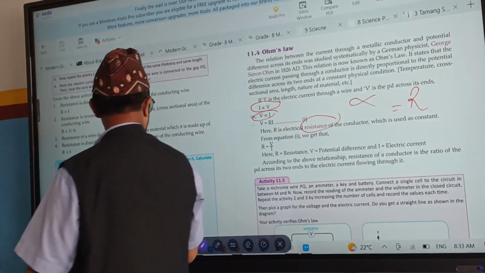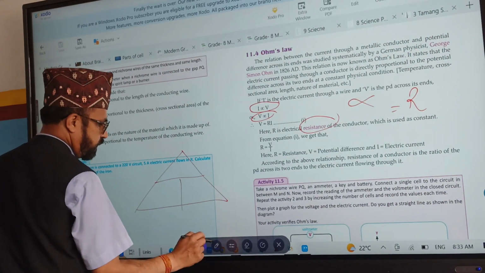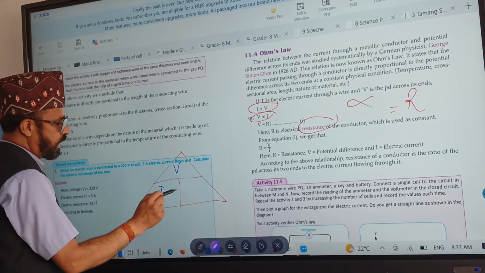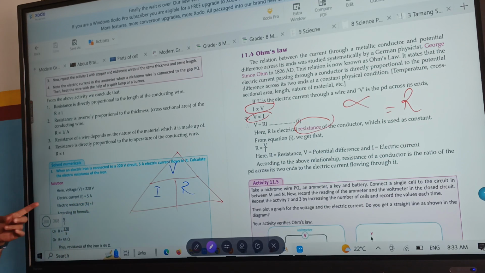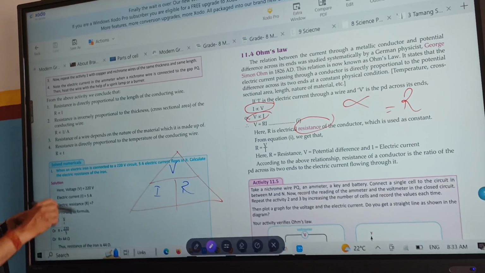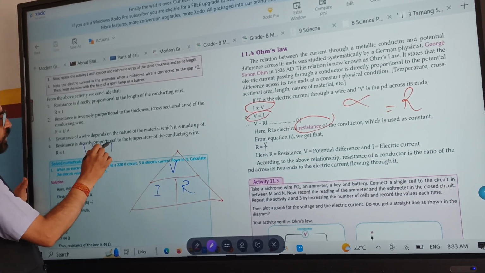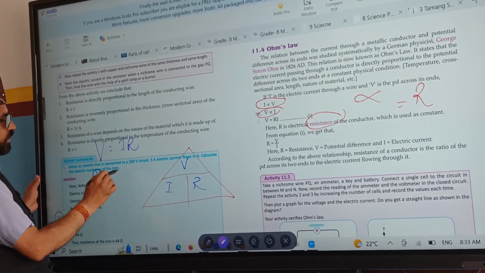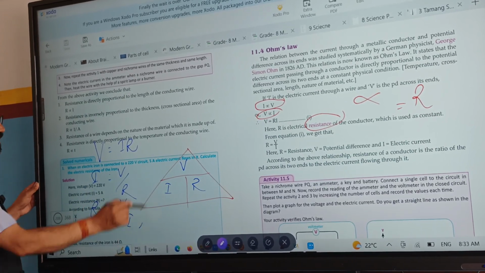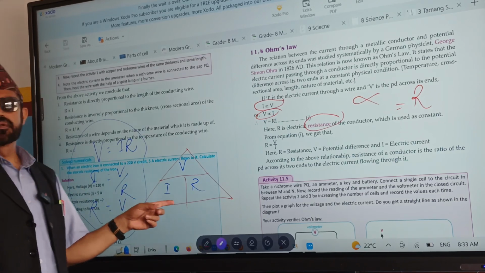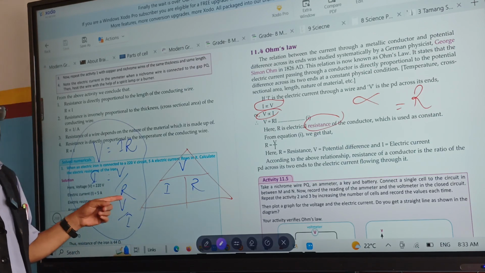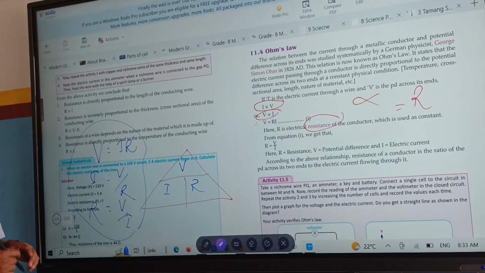So there is one triangular formula. The triangular formula, I told you how to make. What is the formula? V equals IR. Next formula is here. Understood or not? So from here we can get three equations. One is V equals IR, I equals V by R, and R equals V by I. This is one technique to remember the formula. So the formula that is obtained from Ohm's law is V equals IR.